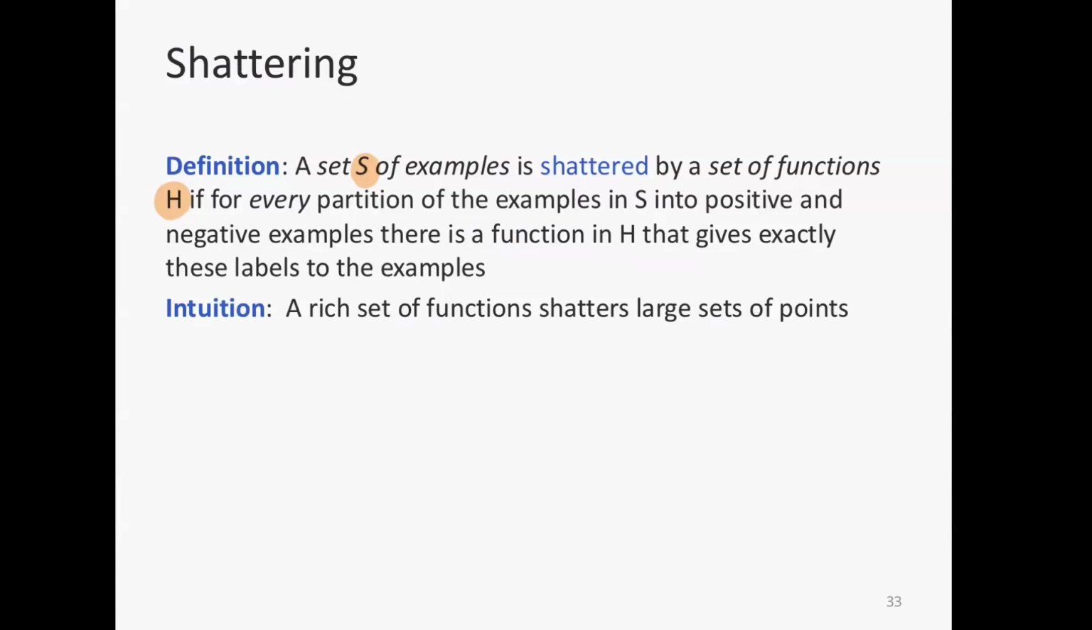No matter what labels you assign to those 2 points, there was at least one line that also agreed with the same labeling. No matter how the 14 points were partitioned into circles and triangles, there was at least one wiggly curve that also can separate the points in the same way. If that happens, then we say the set of examples is shattered by the set of functions. And the intuition here is a richer set of functions can shatter more points. Wiggly curves can shatter more points than lines.